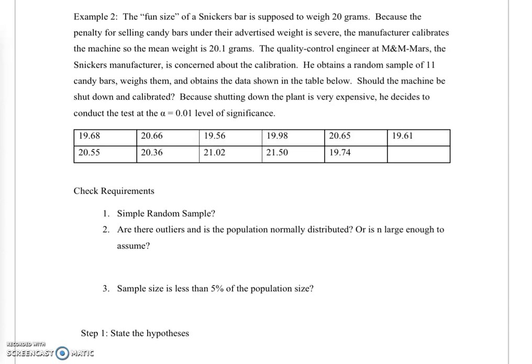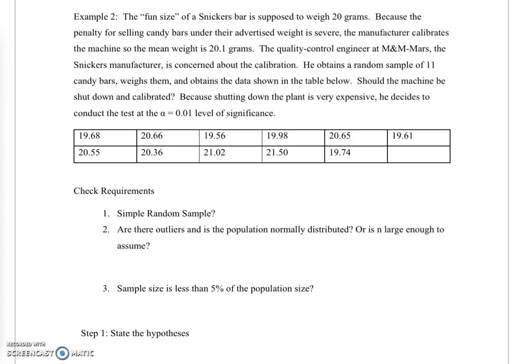Our second problem is about fun-size Snickers bars, and they're supposed to weigh 20 grams. Because the penalty for selling candy bars under their advertised weight is severe, the manufacturer calibrates the machine so the mean weight is 20.1 grams. The quality control engineer at M&M Mars, the Snickers manufacturer, is concerned about the calibration.